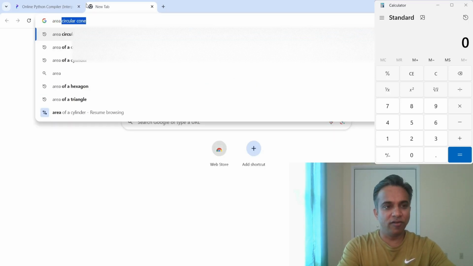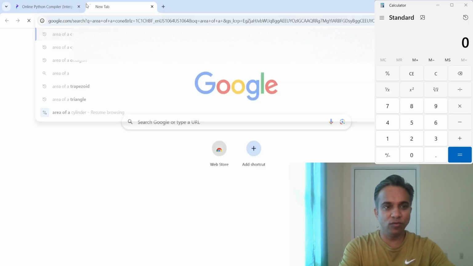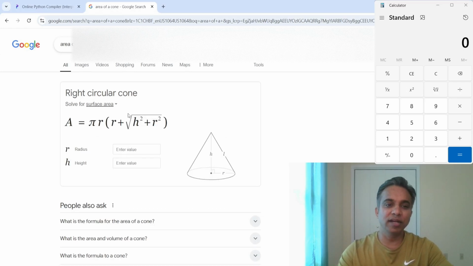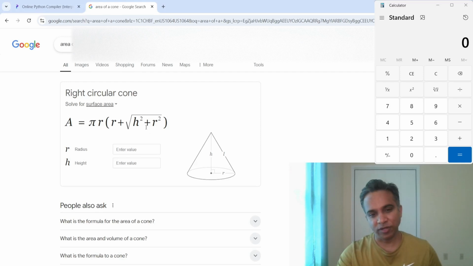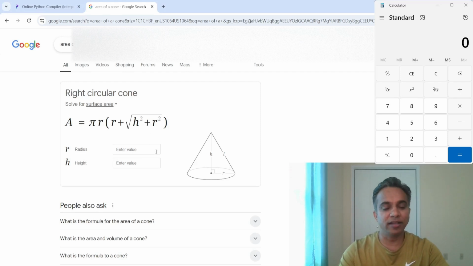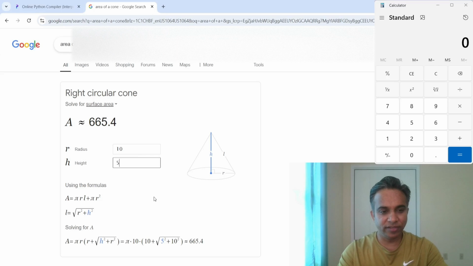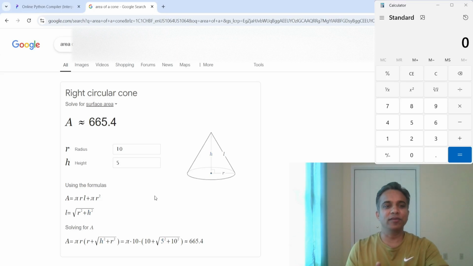So area of a cone is nothing but pi r multiplied by r plus square root of h square plus r square, where h and r is the input. So let us take an example. If this is 10 and this is 5, then we are expecting that it would come around 665. So our program should output around 665.4.